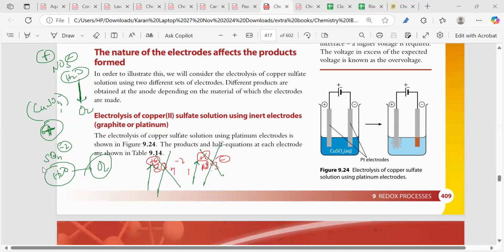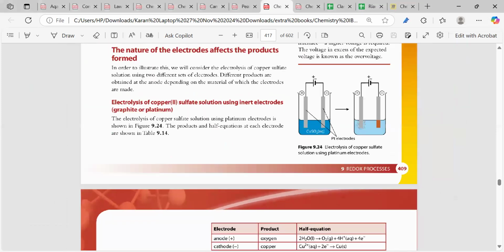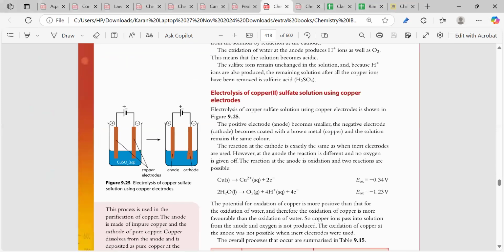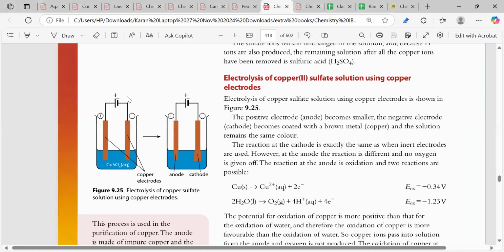Thank you so much. Now next, write down this. If you take a reactive electrode, now write down this. I'll be picking this up in the next session, right?